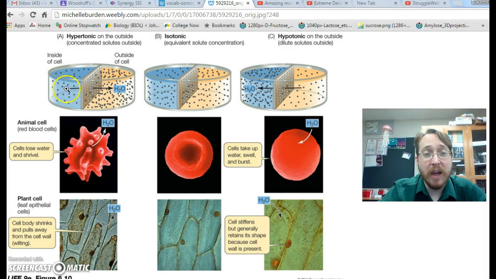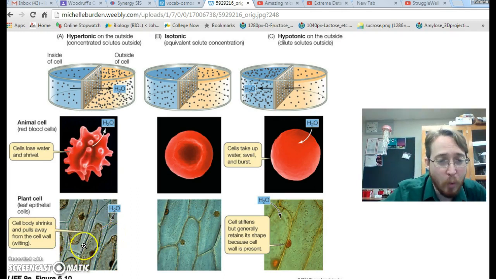So if we have the cell, we're going to say the cell is this blue side. We're going to say outside of the cell is this orange side. If it's hypertonic, the hypertonic solution outside of the cell has more stuff, has a lower concentration of water, so water is going to leave the cell. That can lead to the cell becoming shriveled up. This can lead to dehydration, and it can kill cells, and it can kill you. So you want to make sure that you are hydrated. Drink when you're thirsty.